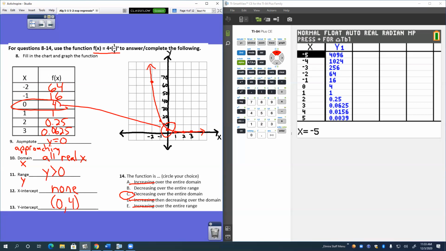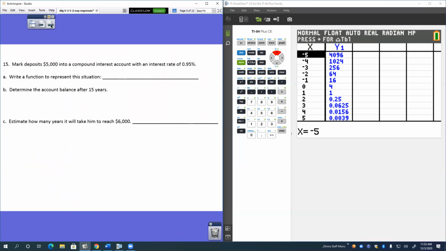You will have a question just like this on your test tomorrow. Take a look at the next one. Mark deposits $5,000 into a compound interest account with an interest rate of 0.95%. Write the function, determine the balance after 15 years, and then estimate how long it will take him to reach $6,000. This is just like that first question that we had. Go ahead and do number 15, please.